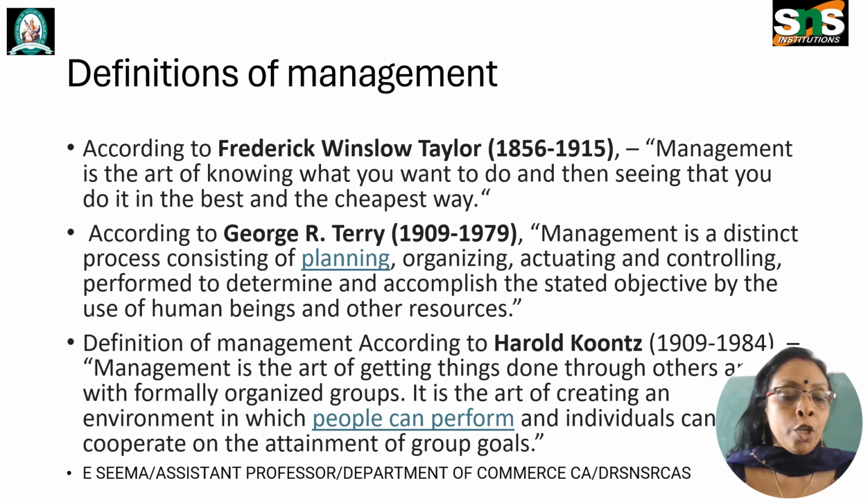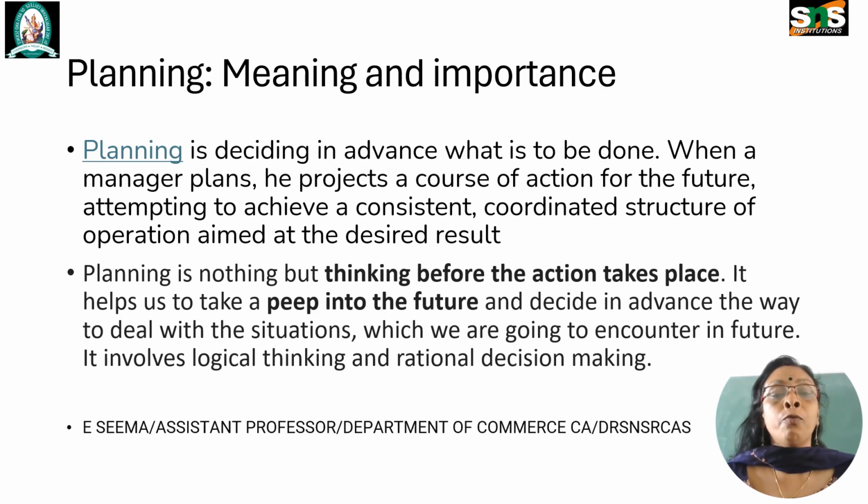It is also a social process which adopts an integrated approach. And the next one is the first and foremost function of management, which is planning. Planning is deciding in advance what is to be done. When a manager plans, he projects a course of action for the future, attempting to achieve a consistent, coordinated structure of operation aimed at the desired result.